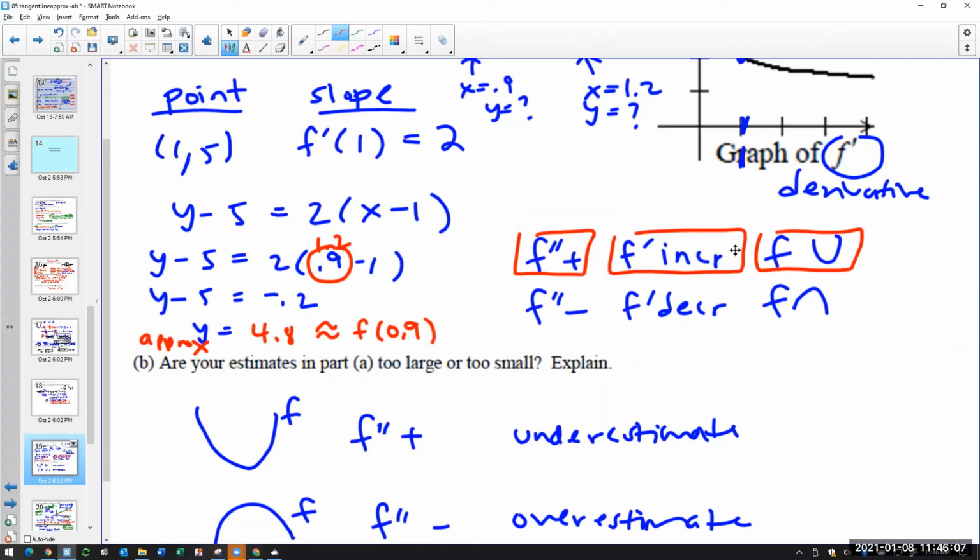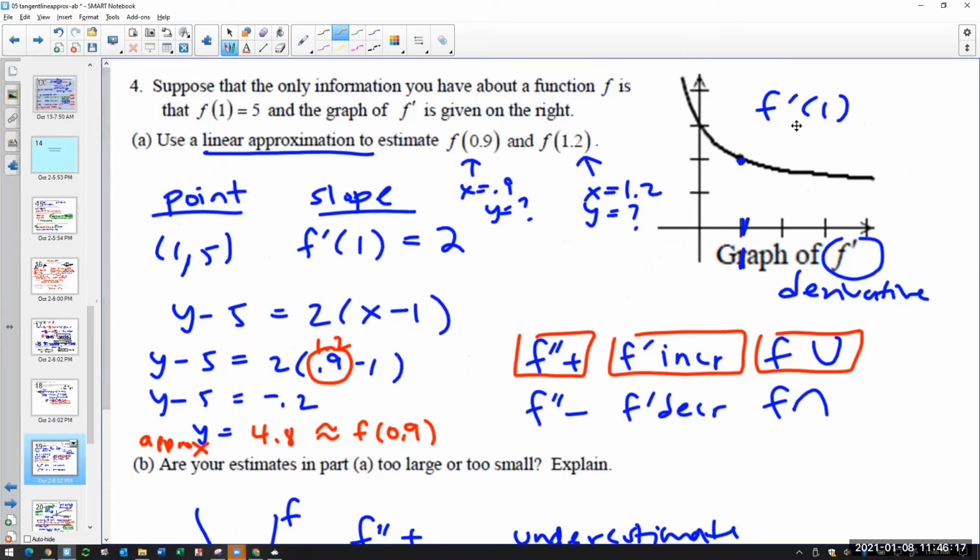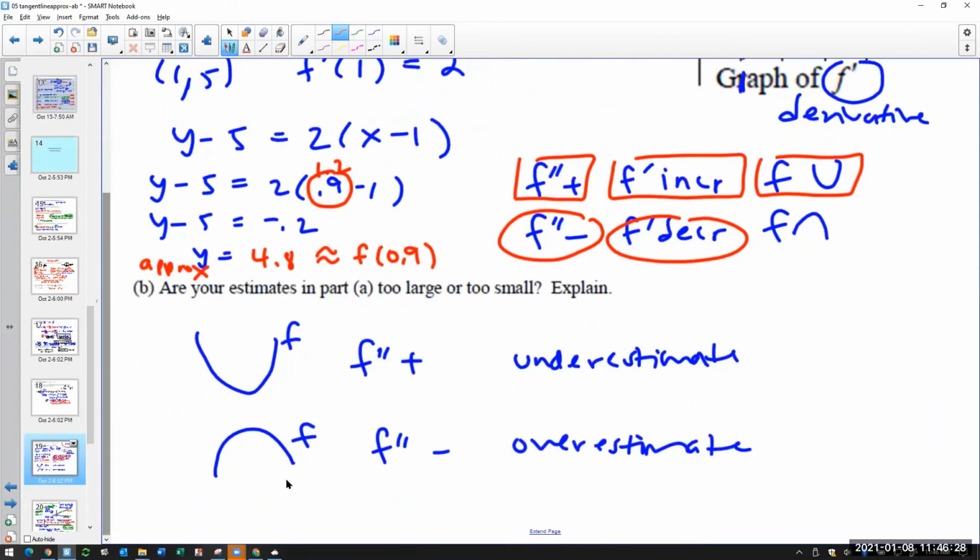Like, they are absolutely all true if it's in the same row. All right. Do you see, if F double prime is positive, then what is F prime doing? Do you see I have a picture of F prime? Guys, what is F prime doing? It's decreasing. So do you see that F prime is decreasing? So therefore F double prime is what? Negative.